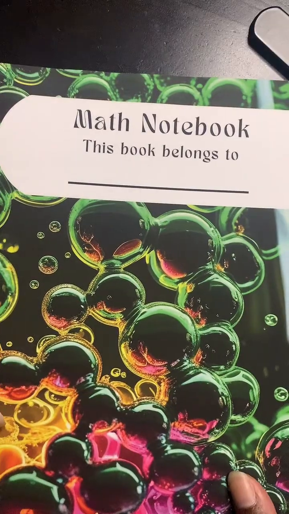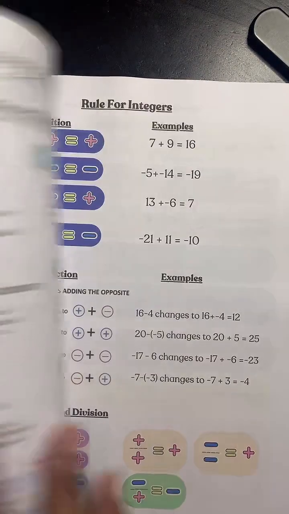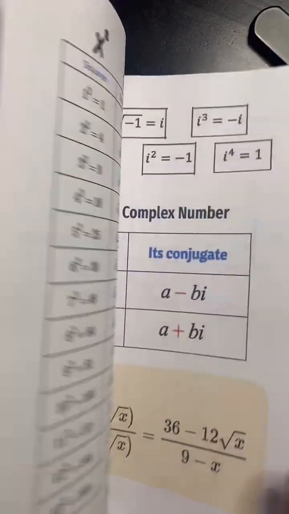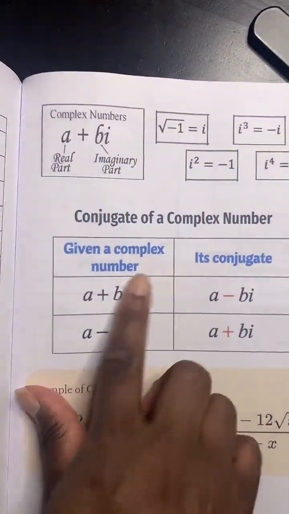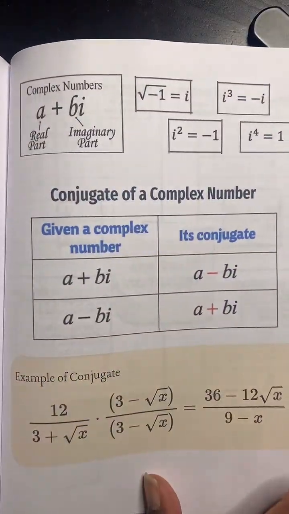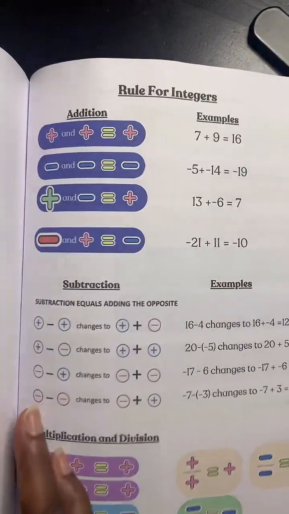Then I finally got it today. Yay! My Algebra 2 pre-calculus. Same design, okay? Just got it real fresh, can smell the newness. There are some similarities, but there are also some differences. So again, you have your factor sheet. Then this is what's different. We talk about complex numbers. Okay, we have our conversion charts. We have our fractions because some people still have trouble with fractions and the rules of integers.